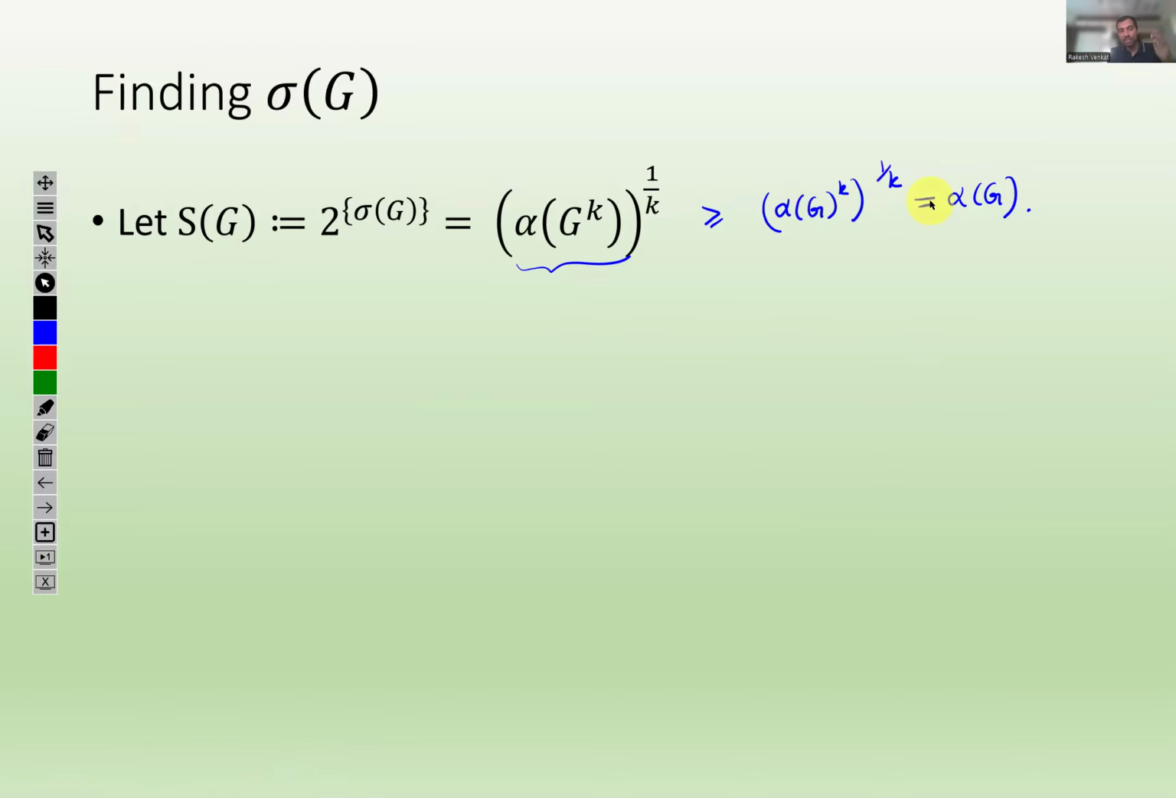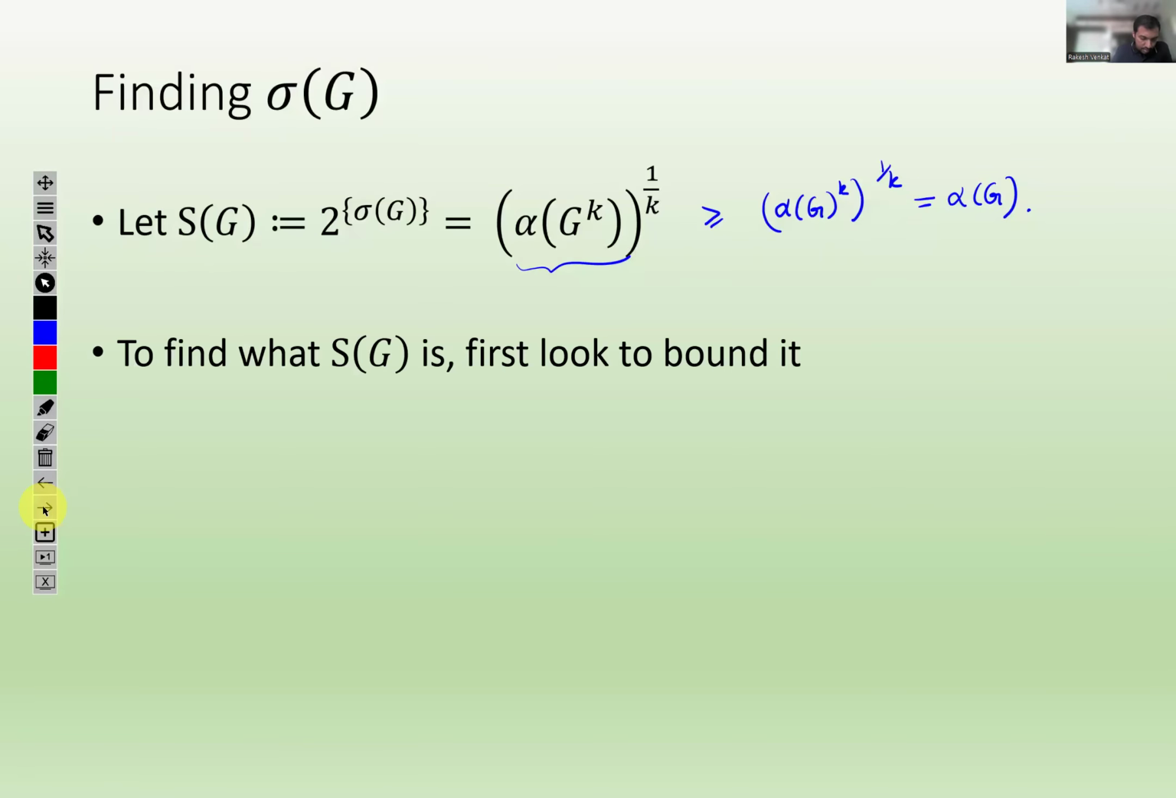So S of G, which is the quantity we are interested in, is at least alpha of G. And this is trivial. Nothing very interesting over here. But we want to see how much larger it is than alpha of G. We saw an example for C5 where it is larger, but how much larger?